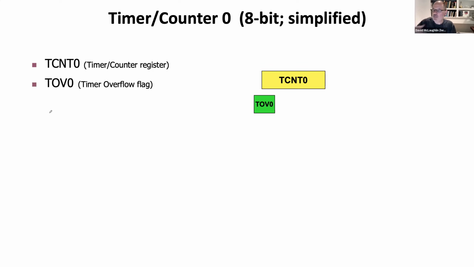Then that overflow bit that we were looking at is called TOV0, the timer overflow flag. Look at the acronym: timer overflow, and then we're using counter number 0, because there are 3 of them, numbers 0, 1, and 2. This is one bit in a register somewhere that we'll have to keep track of, and I'll show you what that register is called.